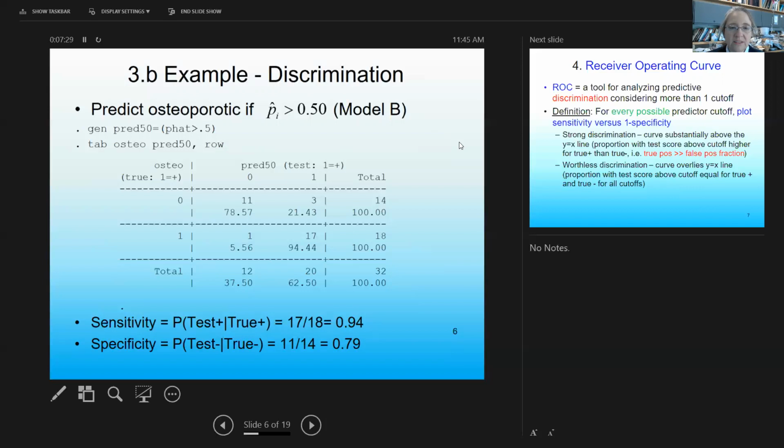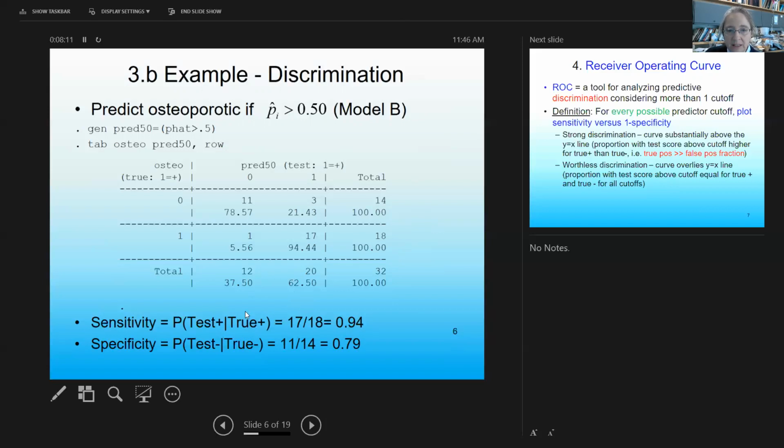On the rows, you can see the true osteoporotic status, 1 if yes, 0 if no. And as the columns, you can see the predicted status according to our prediction rule. 0 if they test negative, and 1 if they test positive. Sensitivity then, the true positive fraction, is just out of 18 true positives, which you can see here, 17 actually test positive. 17 out of 18 is 0.94. This is an excellent sensitivity.